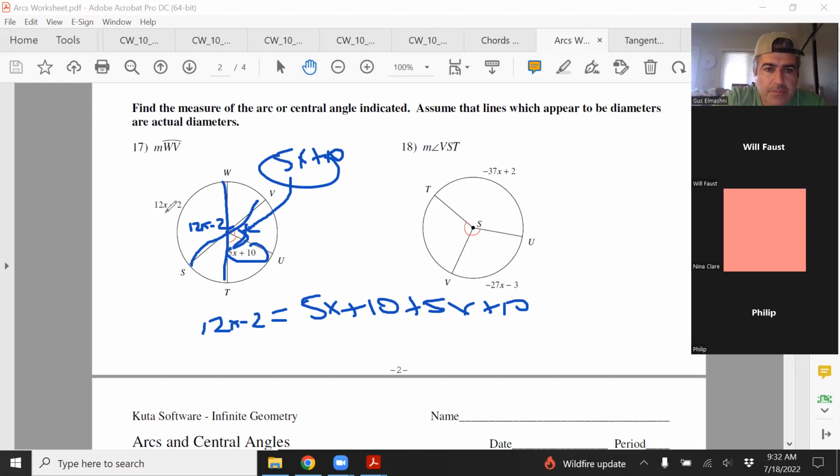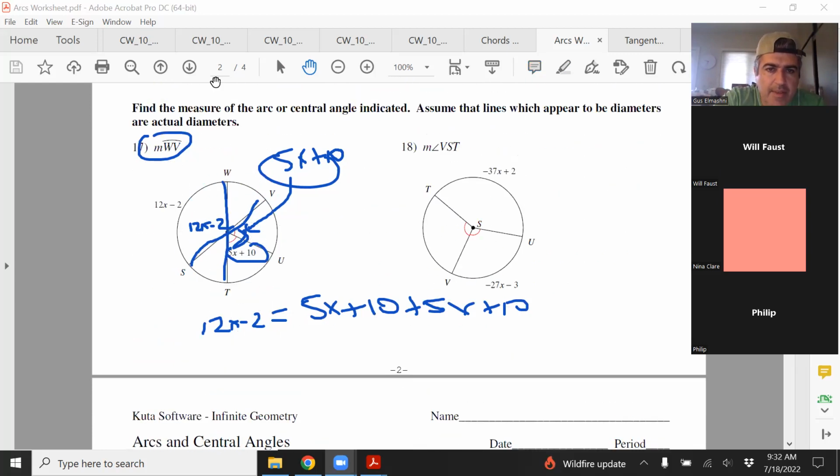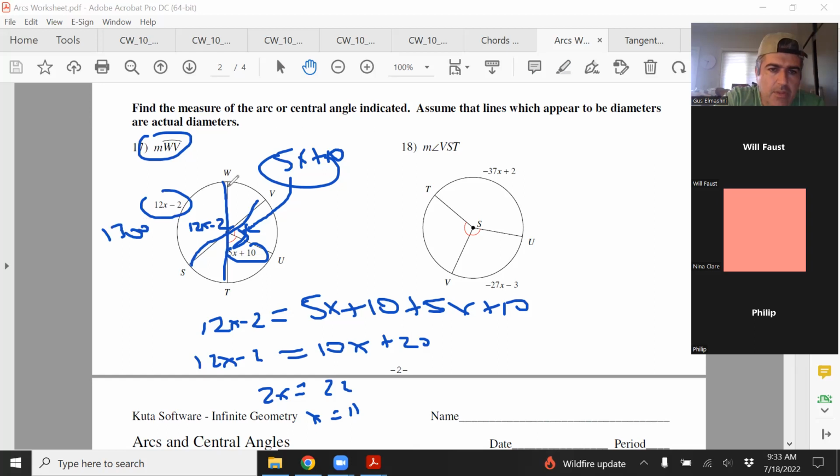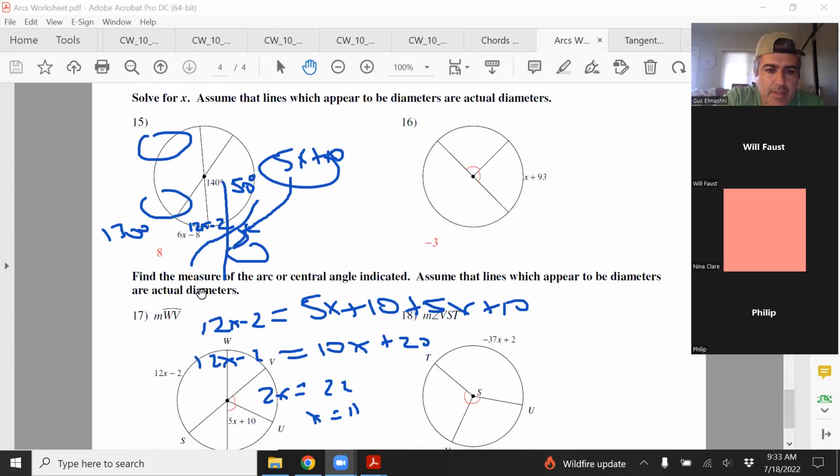And then once you solve for that guy, so that's going to be fun. Maybe we'll actually work this out. We want 10x plus 20 on this side, and 12x minus 2 on this side. You get 2x equals 22, x equals 11. If x is 11, then you get 130 degrees over here. So this has to be 50 degrees to make it 180. I believe that is correct, 17. Yep.